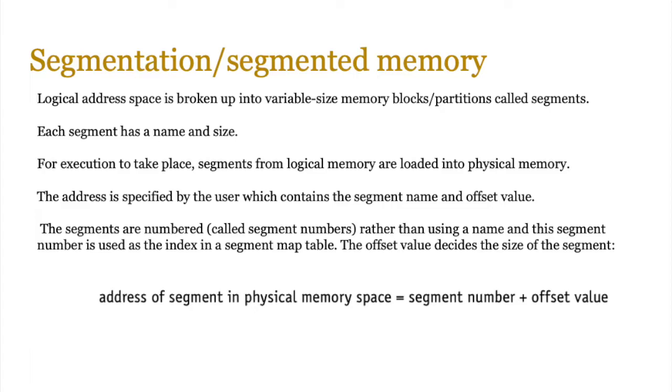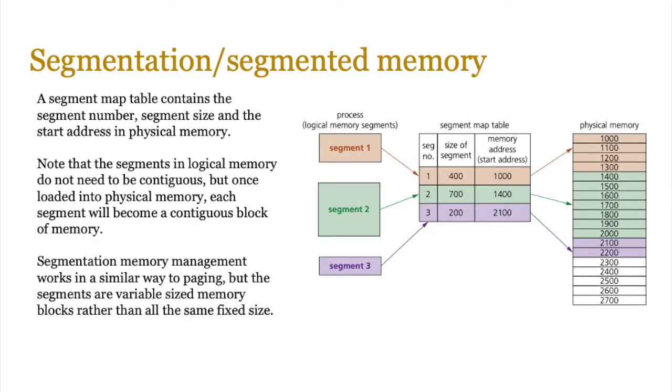The segments are numbered, and rather than using a name, this segment number is used as the index in the segment map table, just like a page number is used as an index in a page map table. The offset value decides the size of the segment, and you work that out by simply looking at the segment number and adding the offset value. So if the offset value was calculated to be 55 and the segment number was 5, the address would be 60.